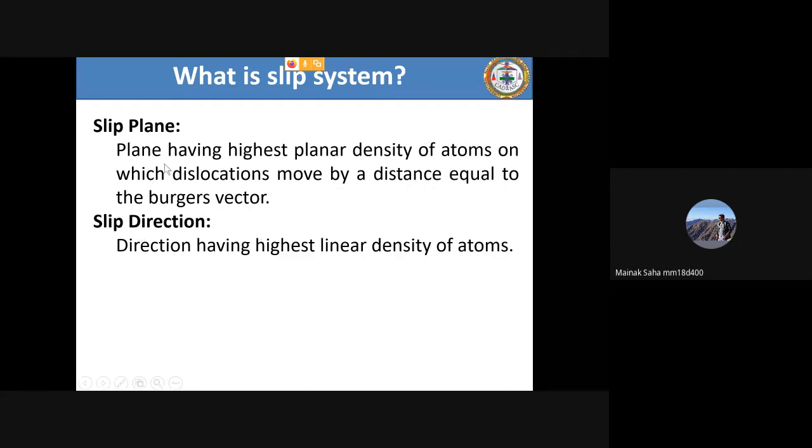And then the slip plane and slip direction are also getting defined very well. Dislocations cannot move on all planes, as I've said. Now the question is, in a particular plane, can the dislocations move in all directions? This is again impossible. The dislocations can move only in the direction which has the highest linear density. This class is actually not about explaining highest linear density.